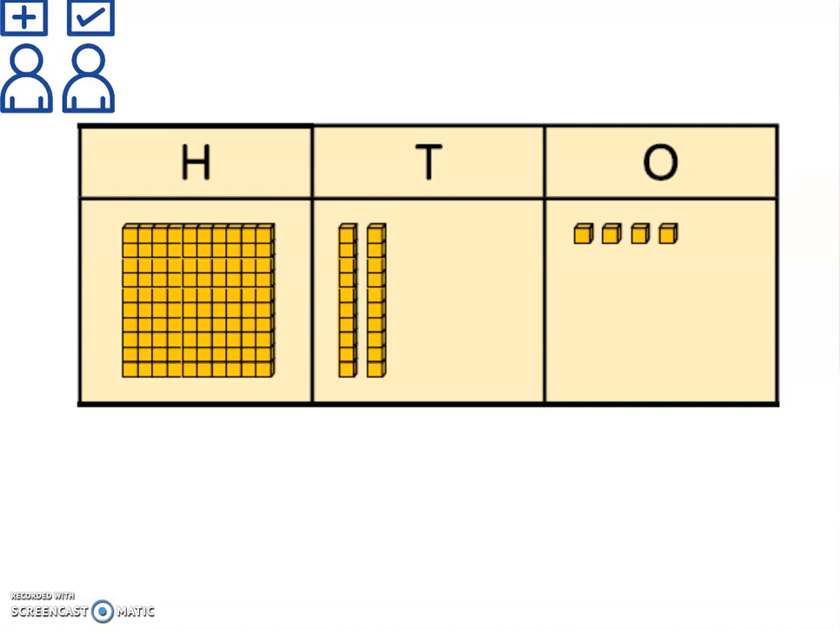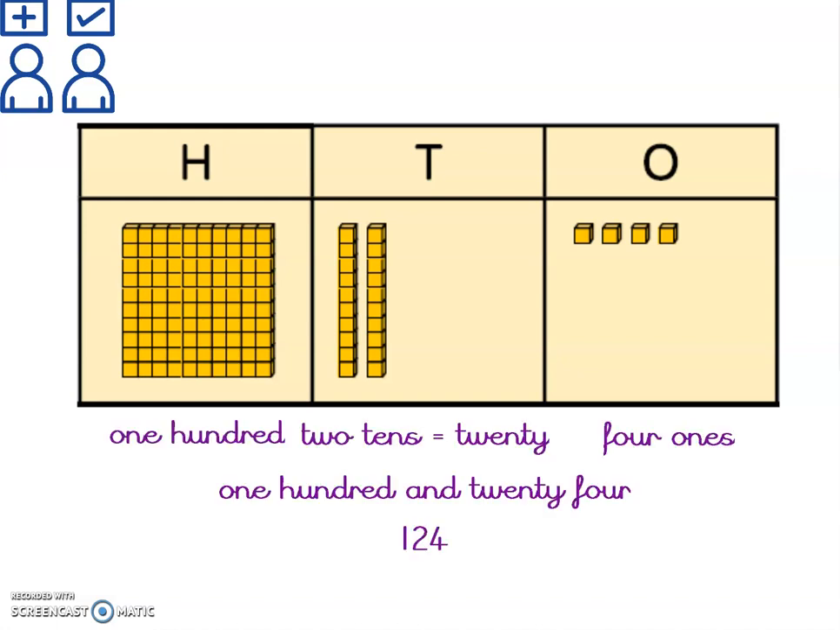Excellent. We can see on this that we have 4 ones, 2 lots of 10 and 1 lot of 100, so we have 124. And we can see here that we've got written down 100, 2 tens that are 20, 4 ones that are 4, so 124. We've got that written in both words and numbers.